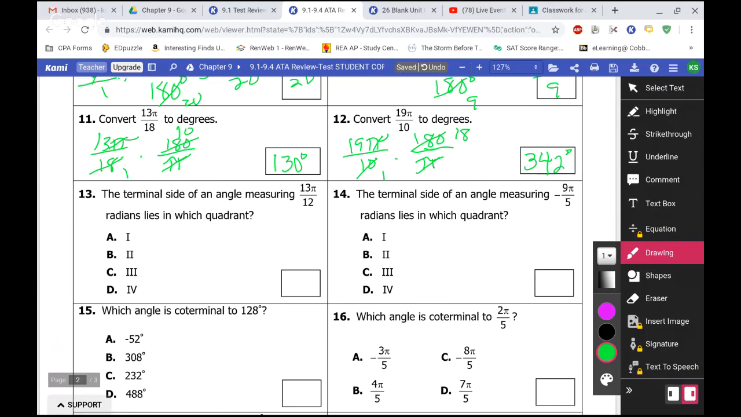Yep. Okay. Could you swap to 9 and 10, Sparks? Yes.